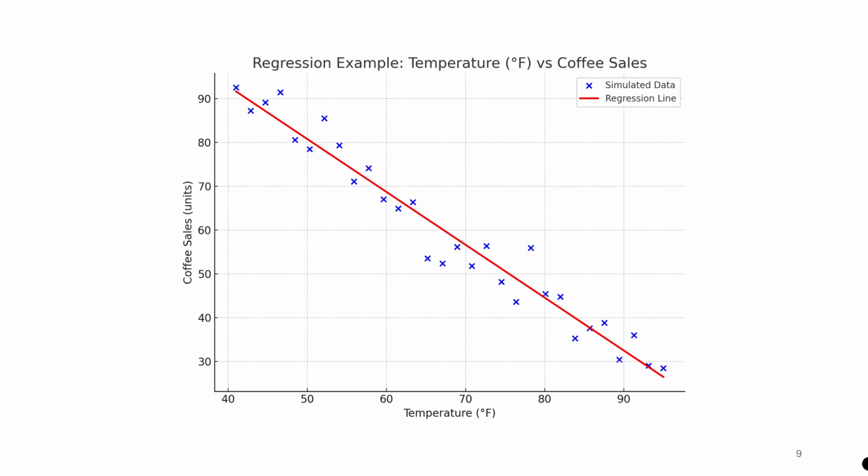This chart shows a regression example using simulated bakery data. On the x-axis, we have temperature, and on the y-axis, we have coffee sales. The trend line suggests that as temperature decreases, coffee sales tend to increase. This illustrates how regression can help us identify and predict relationships between variables.